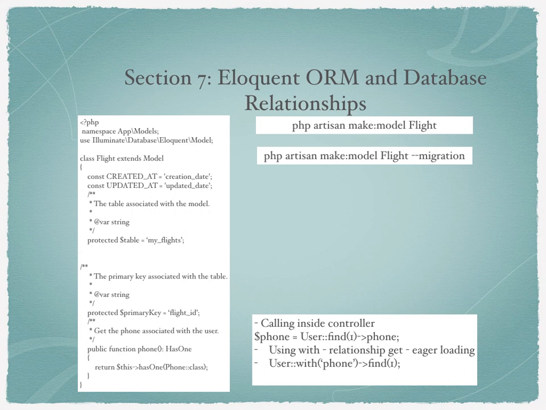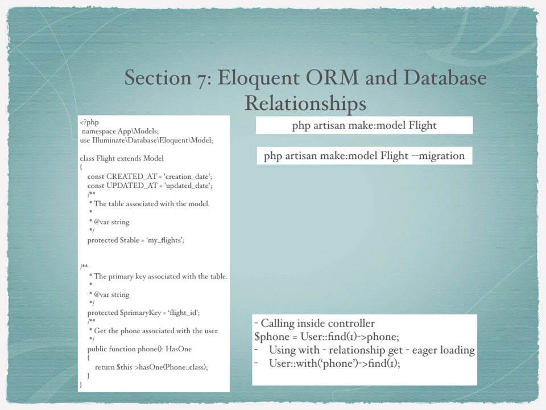So I have given some basic examples. The class Flight extends the Model. Here I have added the created_at and updated_at, creation date, updated date. By default, when you create a default migration, Laravel has created_at and updated_at. So if you want to change those fields, then you can add here like this, creation date, updated date.